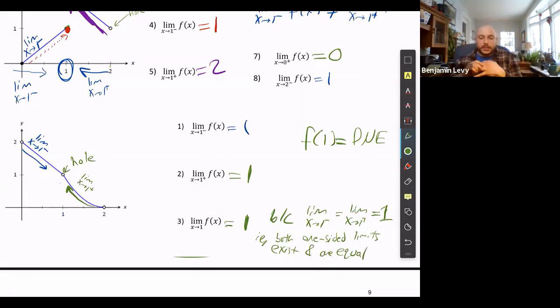So it's nice if you've got a graph, a really nice, easy, quote unquote, way to see the limit, if it exists. Clarify that? Anything about that?